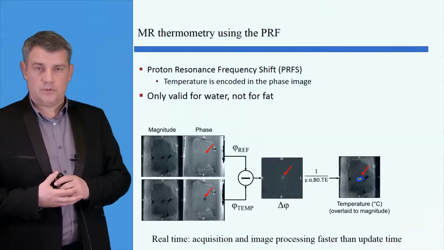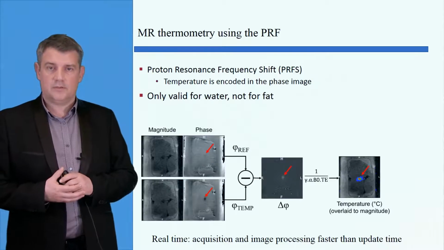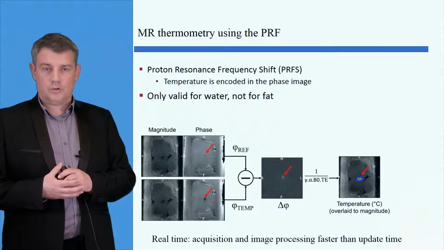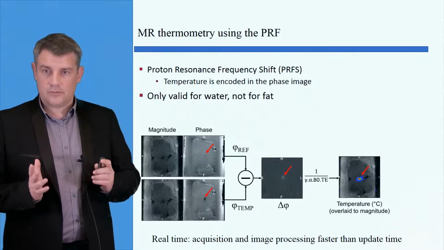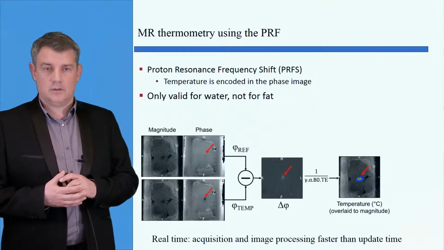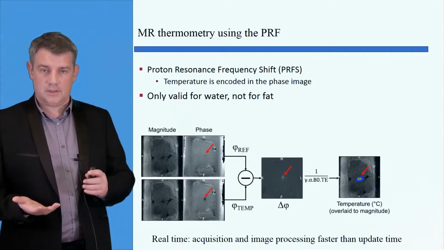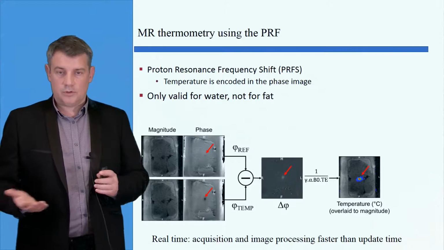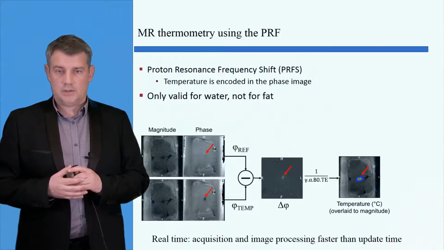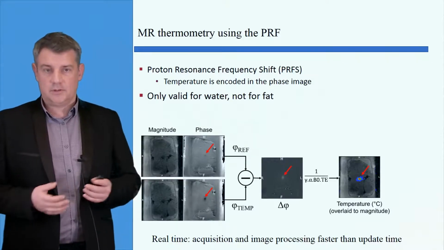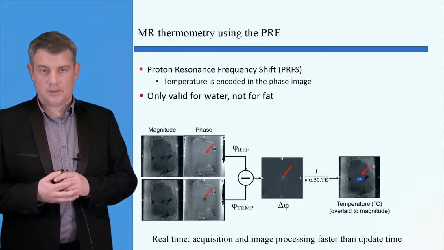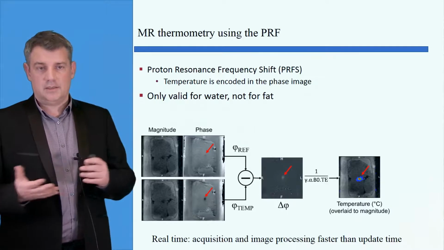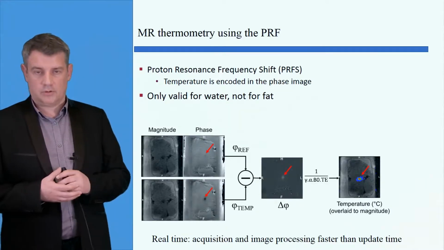So what's the principle of that? As I said before, the proton resonance frequency of the water changes linearly with temperature. But it's only valid for water, not for fat. So please keep in mind that we cannot monitor temperature change in fat using this technique. Basically, what you want to do to monitor temperature change is to see a change in the phase image, because the phase is a map of the frequency distribution. And since this varies with temperature, you can retrieve the temperature change.